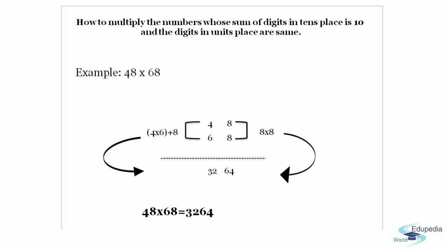So guys, this is how to apply the technique while multiplying two-digit numbers for which the digits in the tens place add up to 10 and the digits in the units place are the same.